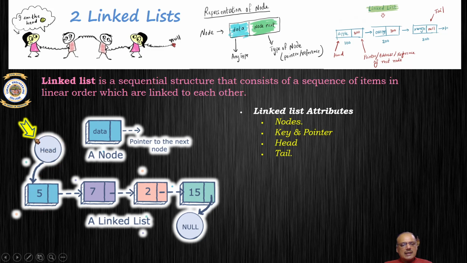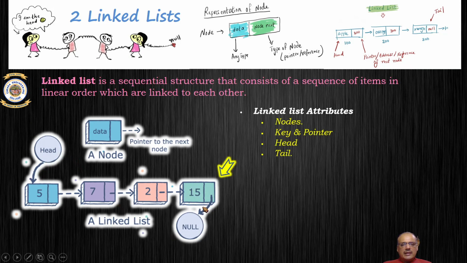So head is nothing but a pointer, and as we know, a pointer holds the address of another variable. Here every node is treated as a variable, and the head pointer basically holds the address of the head node, that is the first node. So that is what the head is. The first node is called the head node, whereas head is actually a pointer which holds the address of the head node.